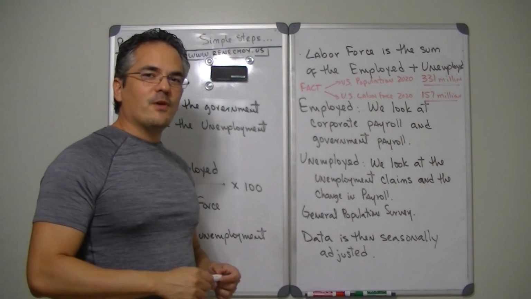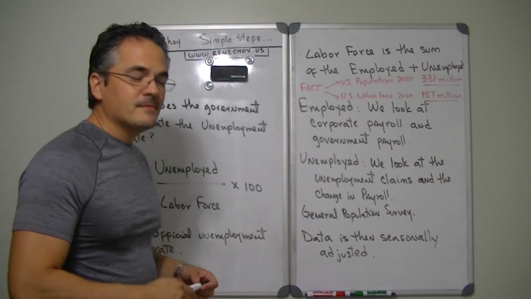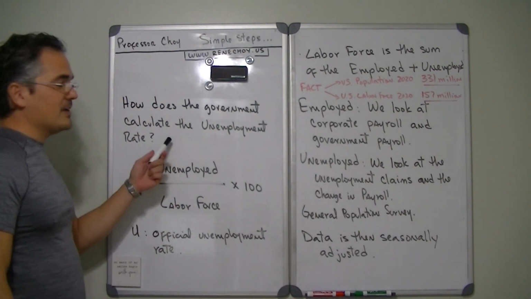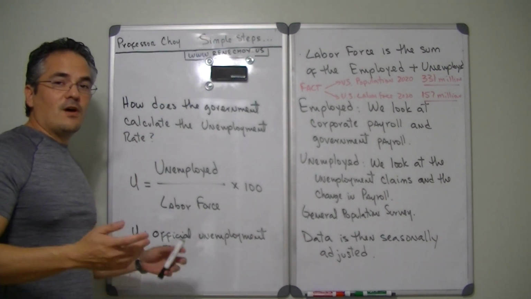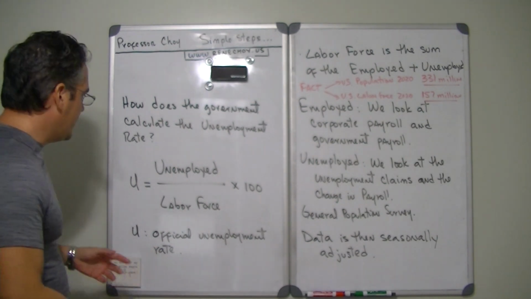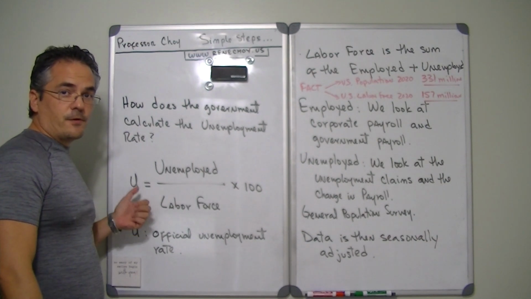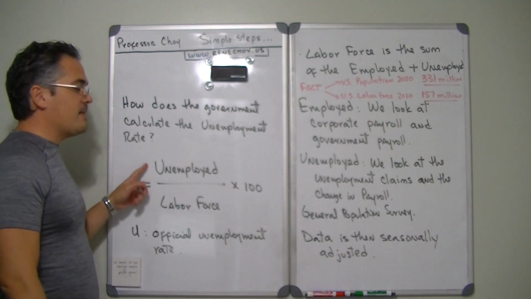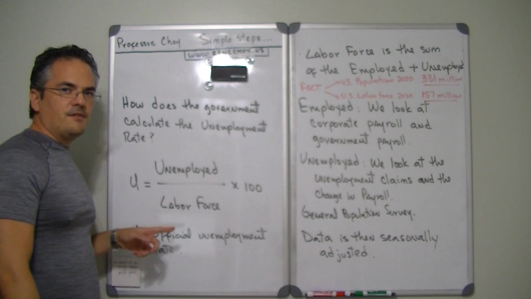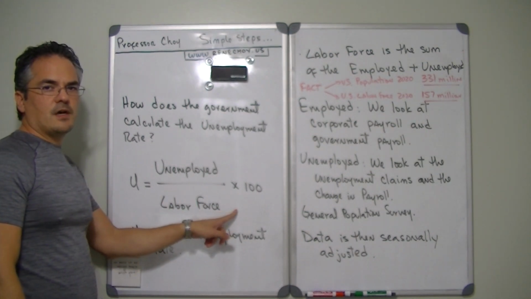Today we are here to have a quick conversation about how the government calculates the unemployment rate. So how does the government calculate the unemployment rate? Well, as always, I have to apologize because I'm going to be doing some math. But here we go. So the official unemployment rate in general is calculated by looking at the amount of people that are unemployed divided by this metric we call the labor force and then multiplied by 100.